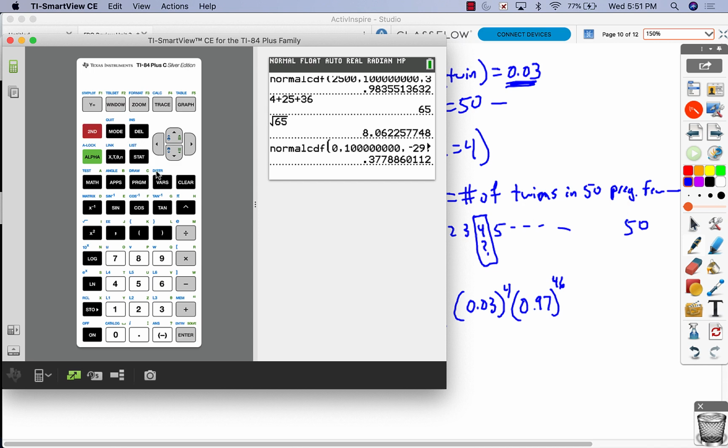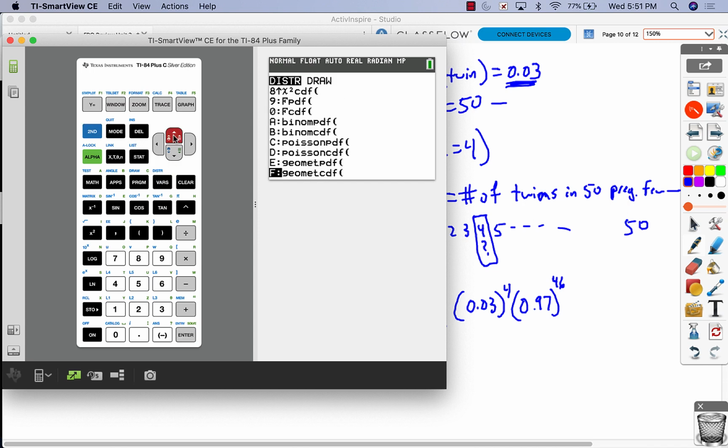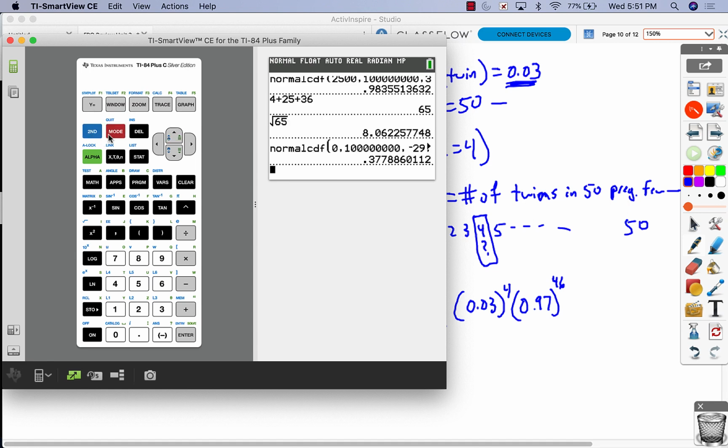So second, it's a distribution. It's just like a normal CDF. You just have to learn how to use your calculator. Oh no, we're not doing it that way. We're doing it a different way. Sorry.